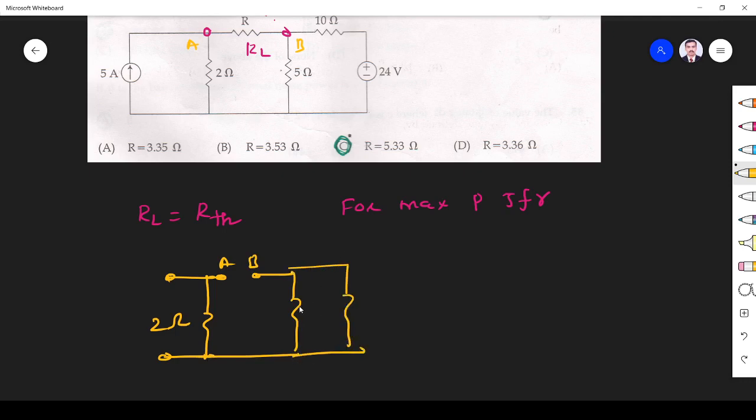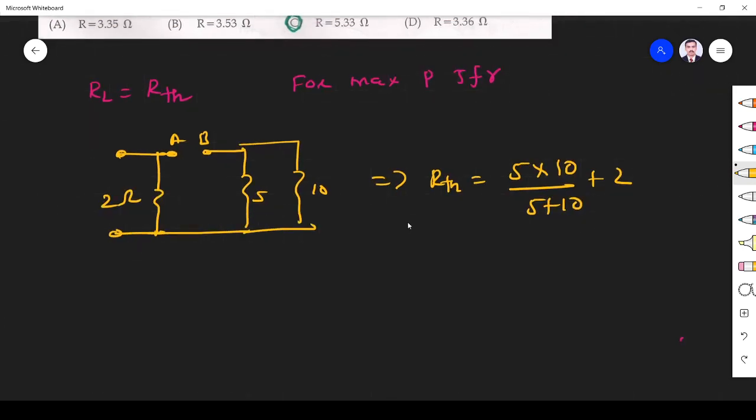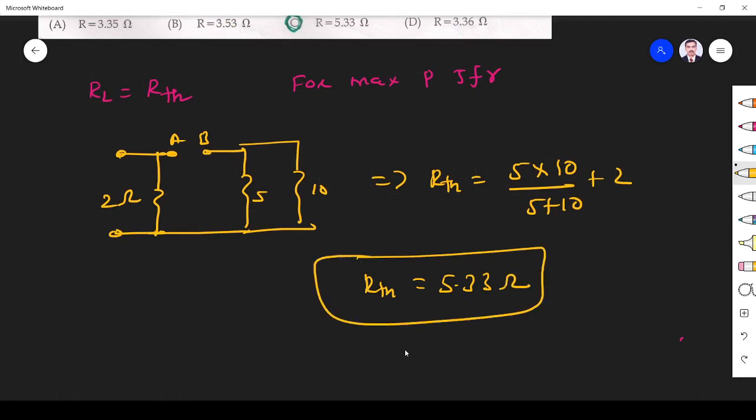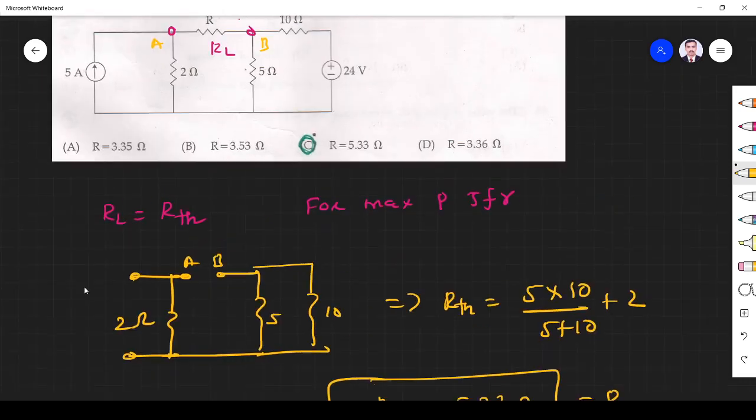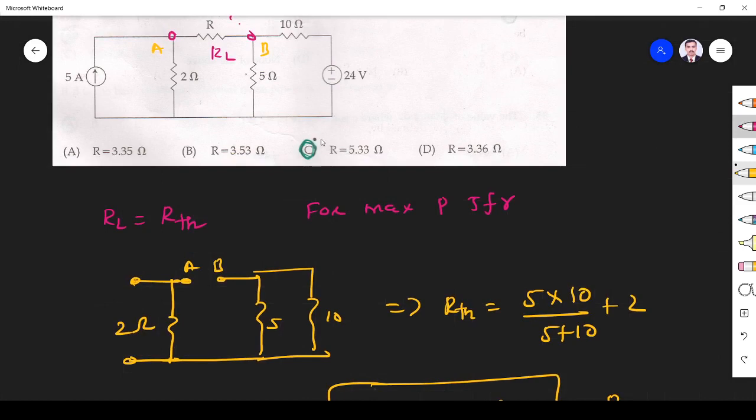So what will happen? 5 and 10 are in parallel, so 5 into 10 divided by 5 plus 10. This is in series with 2. So the total resistance, R Thevenin, is equal to 5.33 ohm. This resistance must be equal to the load resistance for maximum power transfer. So R is equal to 5.33. So option C is the right answer.